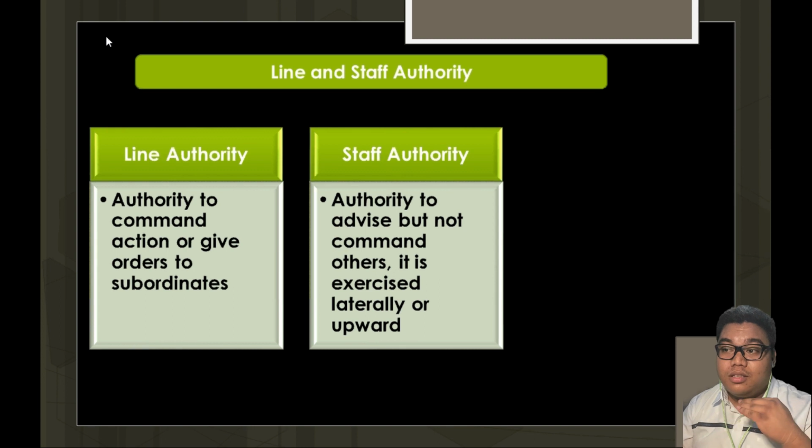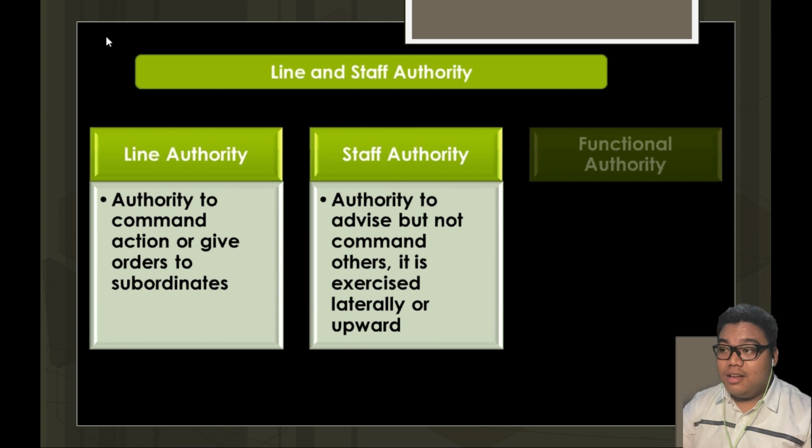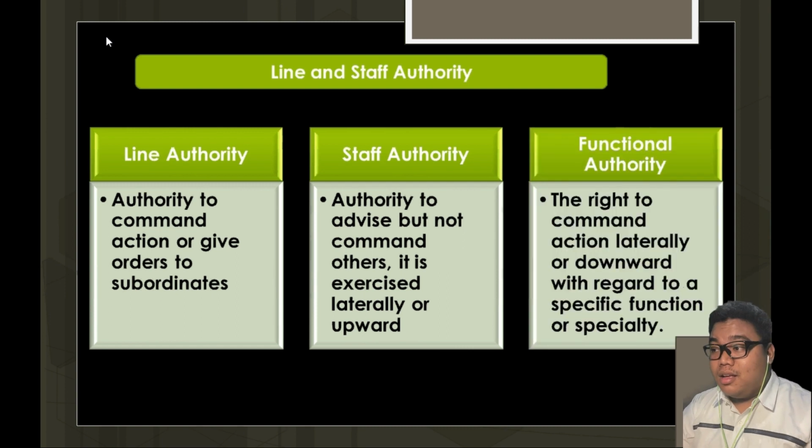So the controller or the chief accountant has line authority over a senior accountant and the staff accountant, while the chief accountant has staff authority over the president and the CEO and the like. So when asked what kind of authority an accountant has in an organization, then it is actually both line and staff authority. So what is functional authority? It is the right to command action laterally or downward because of a specific function or specialty.